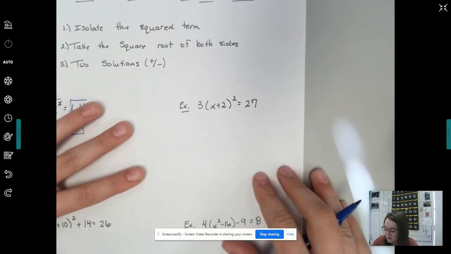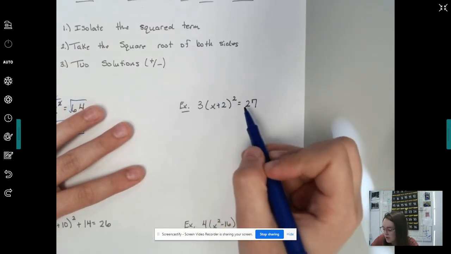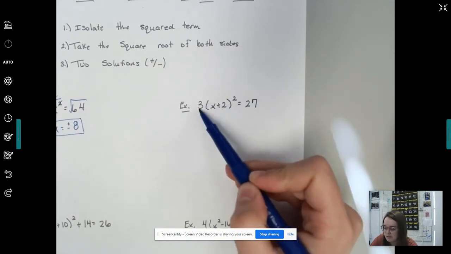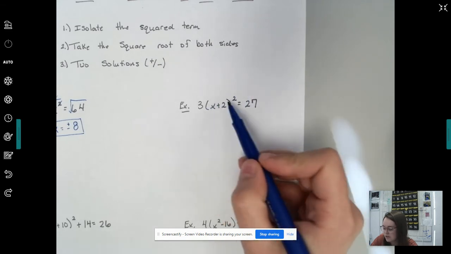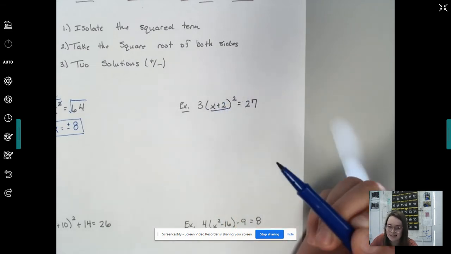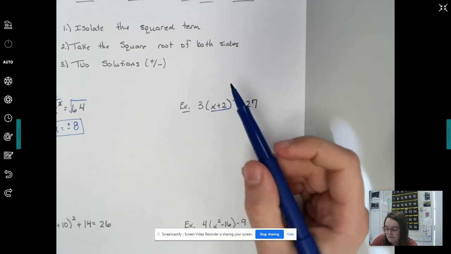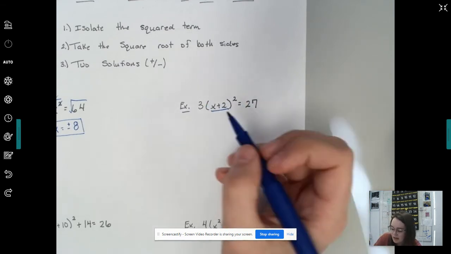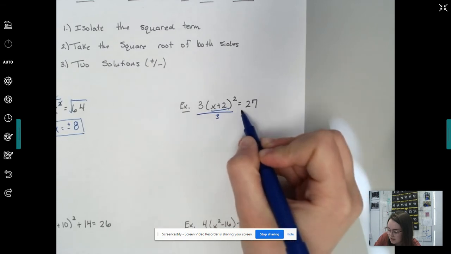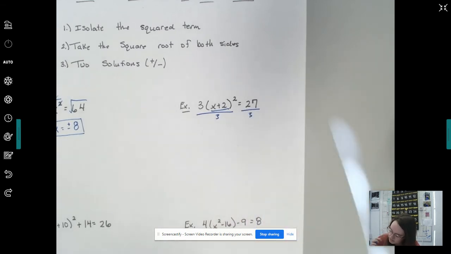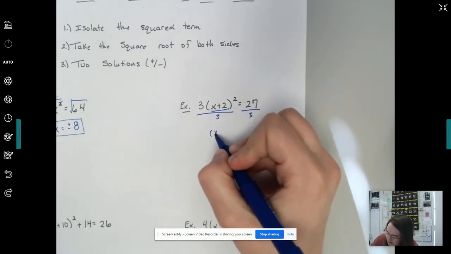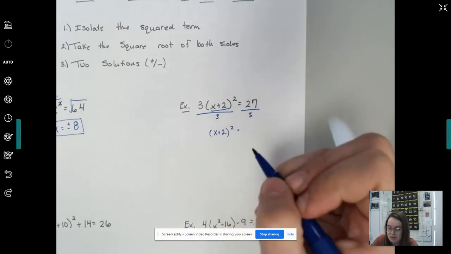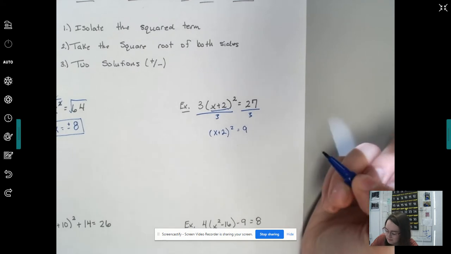Over here for this next one, we have 3 times x plus 2 squared equals 27. So now we can't take the square root of this yet because we have this 3 here, right? The squared term, which is this x plus 2, is not yet isolated. So if we have multiplied by 3 and we need to get rid of it, we got to do the opposite. So we're going to divide both sides by 3. So now we have x plus 2 squared equals 27 divided by 3, 3 times 9 equals 27.